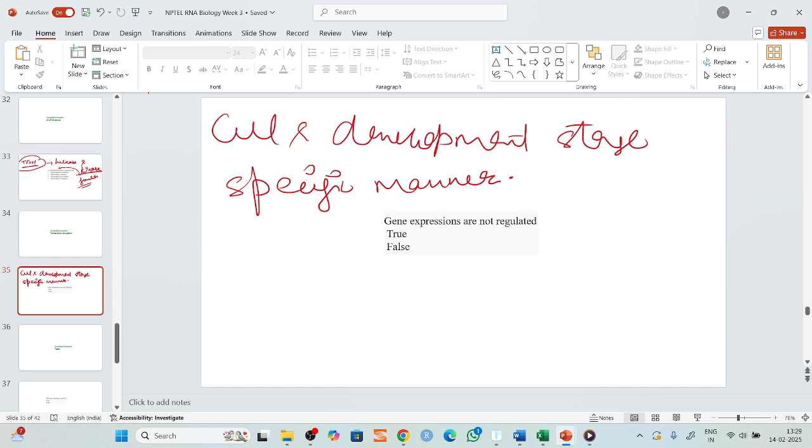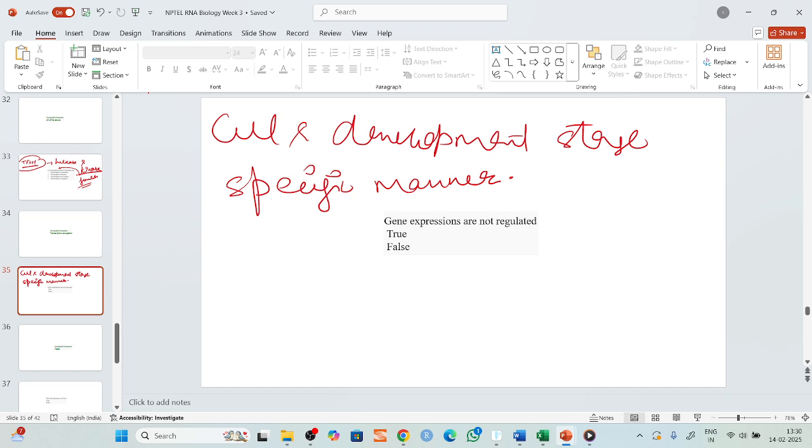A gene responsible for eye color will not be expressed in your liver. A gene responsible for retina will not be expressed in your ear, because the expression is regulated. The expression is cell specific and also developmental stage specific. Certain genes are required at certain developmental stages and they are only expressed in those stages, not in other developmental stages.